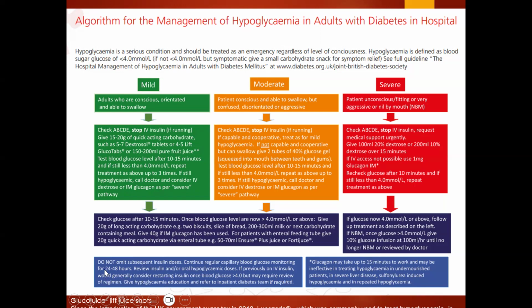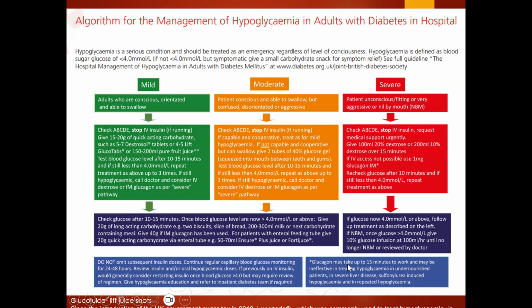What's very important is do not omit subsequent insulin doses, continue regular capillary blood glucose monitoring for the next 24 to 48 hours, and review the patient's insulin and oral hypoglycemic doses if they need adjustment. If previously on IV insulin, we should generally consider restarting insulin once the blood glucose is more than 4, but may require review of the regimen.